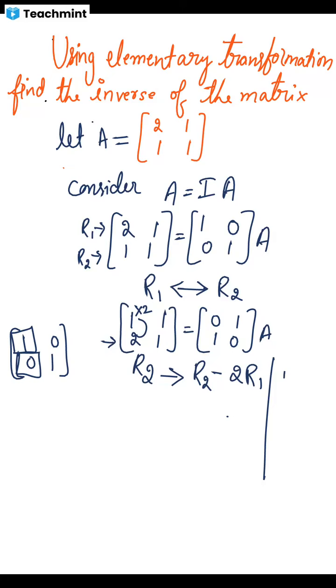Observe carefully, checking row 1 elements and row 2 elements. Row 2, first element is 2 minus 2 into the corresponding row 1 element, which is 1. So 2 minus 2 ones is 2 minus 2, which is 0.